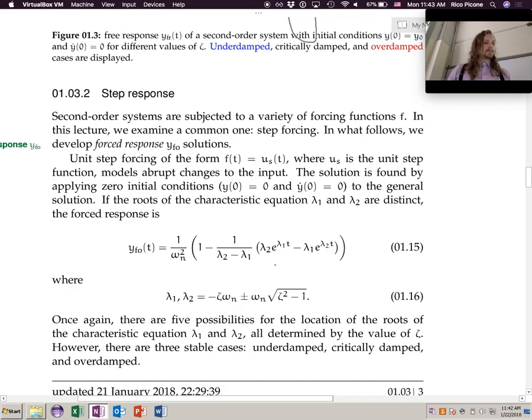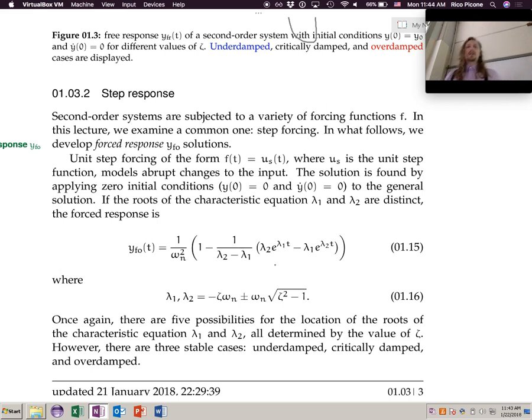Okay, the step response is really similar, and so I think we do have time to just go through that and understand it. And then we'll come back on Wednesday and do an example of all this.